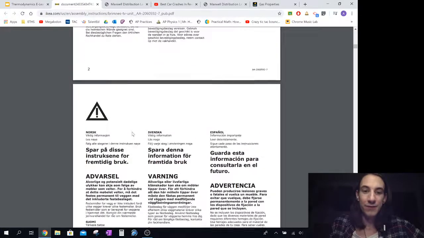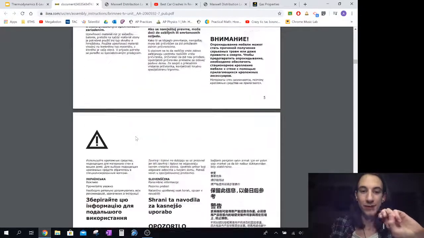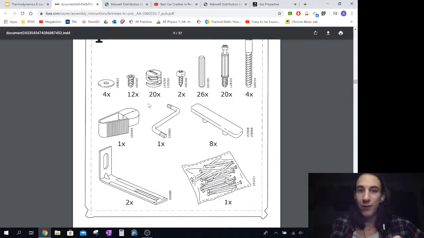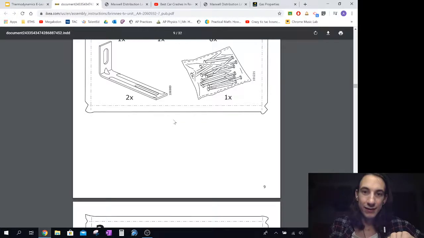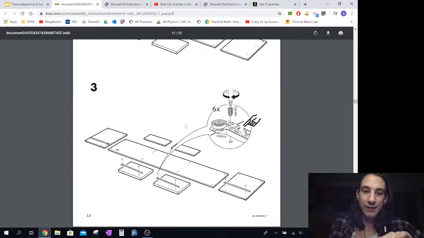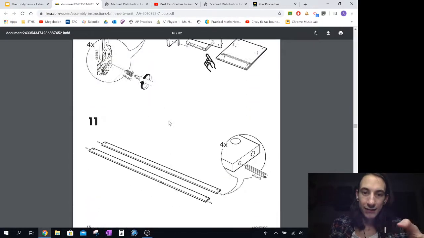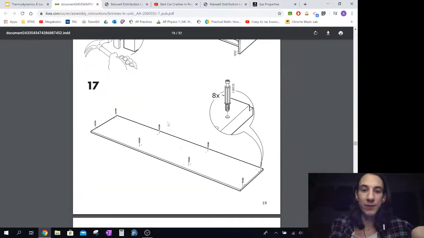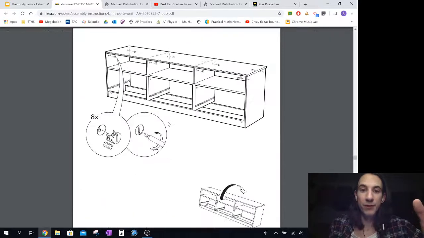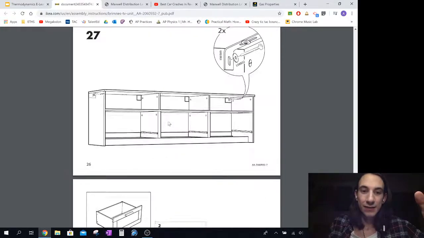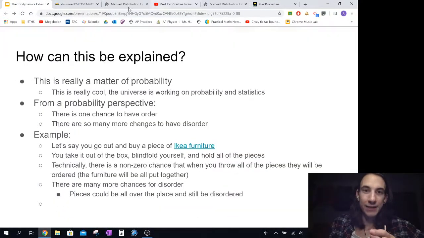And it's made up of all these particles. It shows you the little equipment list right here. So we have 4 of those, 12 of those, 20 of those, 2 of these, 26, 24, 1, 1, 8, 2, one of these little nails. We have a bag of these. We have the rails. We have the wooden pieces. And there are directions on how to get from this chaotic system, all these particles, to something ordered. There's one way to do it. We can follow these steps, and we end up with a nice TV stand where everything is in the order that it goes.